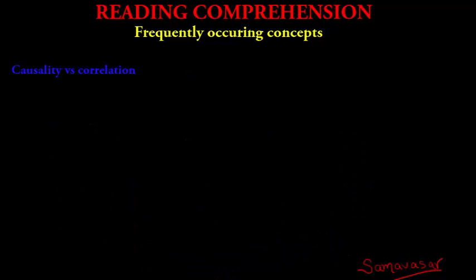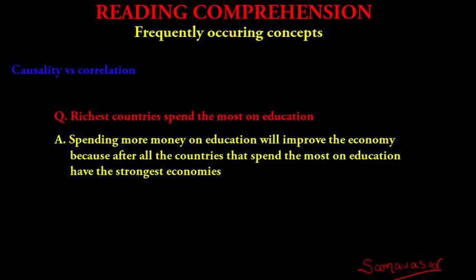Okay, the next concept that we're going to talk about is causality versus correlation. So let's say your passage gives a statement like this, that the richest countries spend the most on education, but your answer choice gives: spending more money on education will improve the economy, because after all, the countries that spend the most on education have the strongest economies.